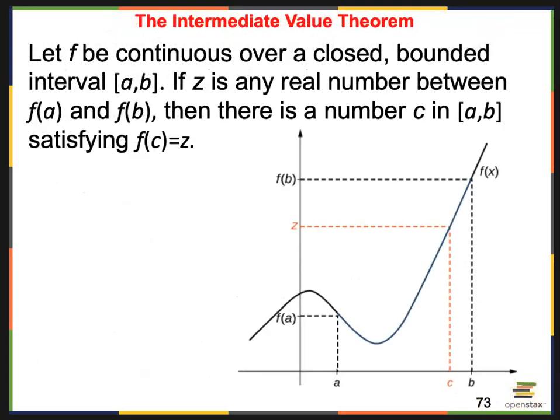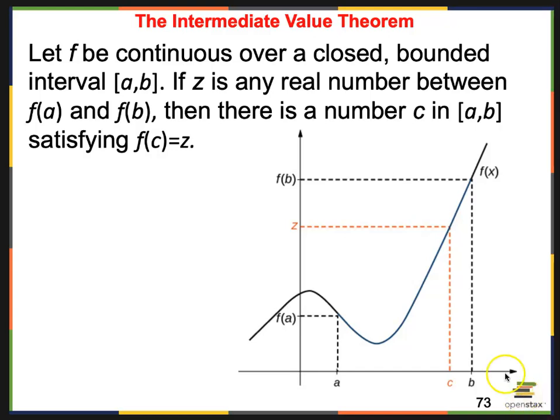One last thing we're going to talk about from this section is the IVT, or intermediate value theorem. It says, let f be continuous over a closed bounded interval. So we're looking at a closed interval bounded by a and b, or whatever those values are. If z is any real number between f of a and f of b, then there is a number c in our interval a, b satisfying f of c equals z. So remember, z is a real number.